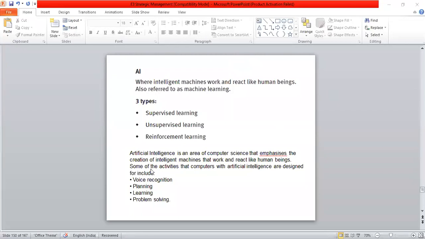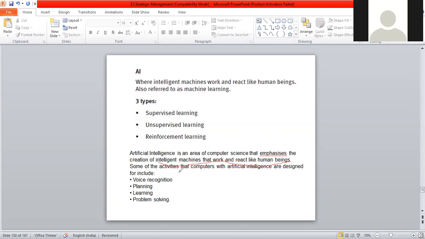Now, artificial intelligence is an area of computer science that emphasizes the creation of intelligent machines that work and react like human beings. So, intelligence is there, but then that's artificial. It is not human intelligence. So, with the help of machines, if we can perform the works which machines can perform, then that's called artificial intelligence.